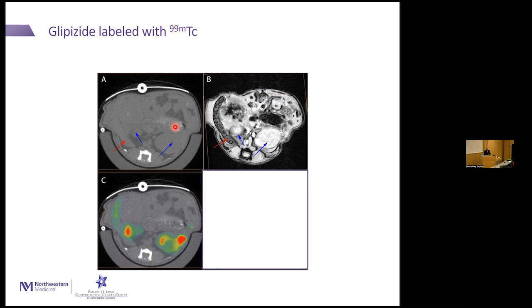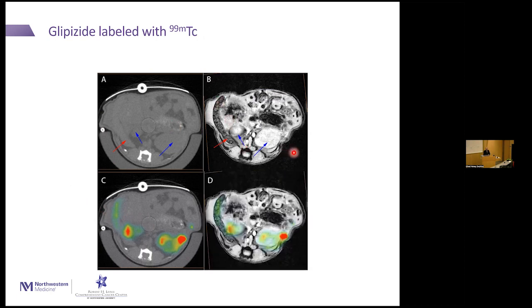And you can see this structure here is the spleen. And you can see when you overlay them, their agent went to the spleen, not the pancreas. So soft tissue contrast is much better without doing any tricks in MRI.